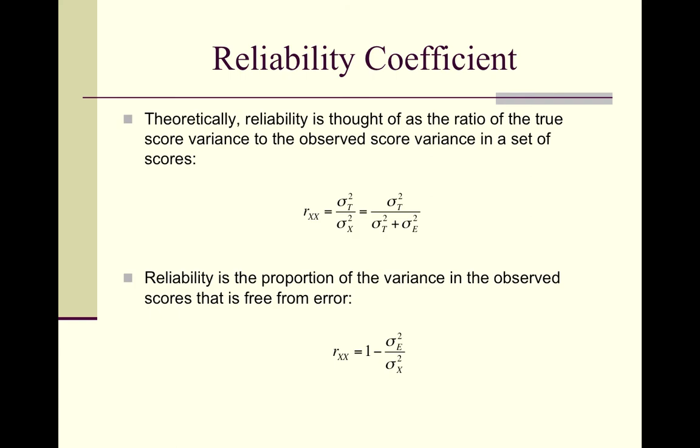So at the end of the day, reliability is the proportion of variance in the observed score that is free from error. Those are two things that will pop up a lot in different shapes, forms, and sizes.